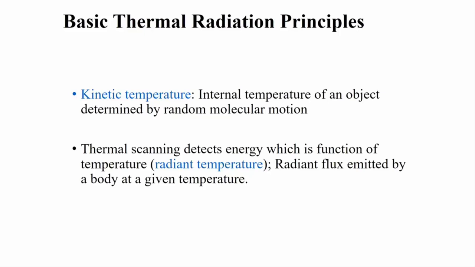Now when we are talking about thermal radiation, generally two temperatures are discussed. One is kinetic temperature, that is the internal temperature of an object, determined by the random molecular motion, so that energy will be emitted by the object or surface. Another is the radiant temperature. Radiant temperature is the temperature sensed by the radiometer or the thermometer. Thermal scanning detects the energy, which is a function of the temperature: the radiant flux emitted by a body at a given temperature. That is the radiant temperature.